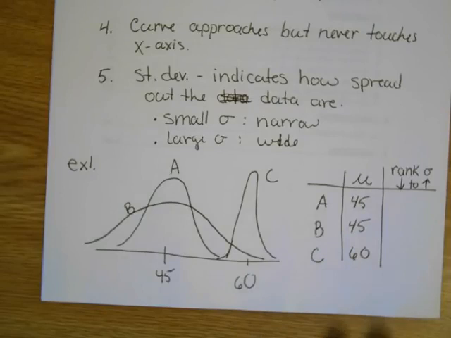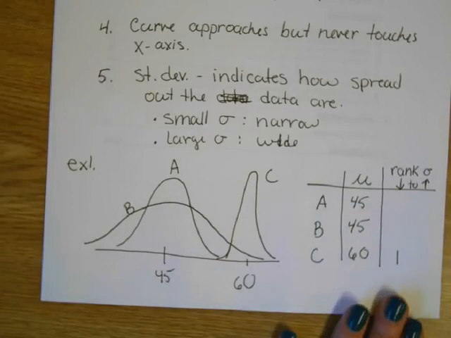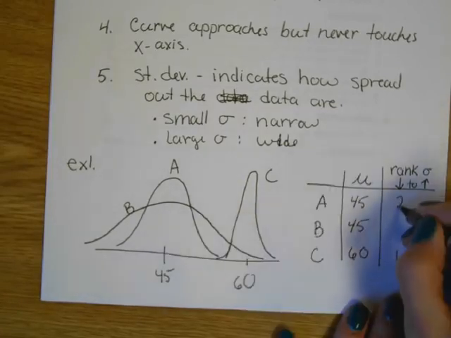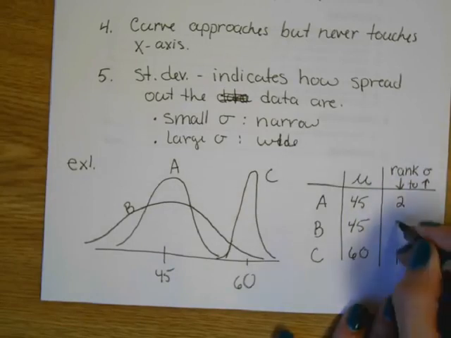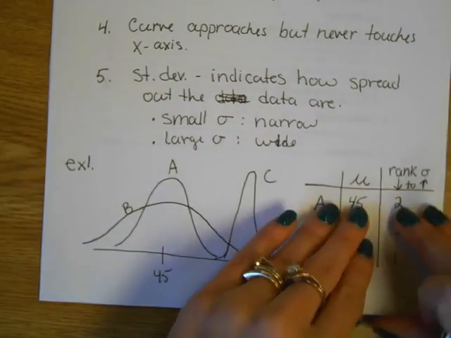Now, which one has the smallest standard deviation? C, it's the narrowest. The narrowest is the smallest standard deviation. All the data is packed together. So this is the lowest one. What's next? A is the next narrowest. And the biggest standard deviation is B because it's the one that's more spread out. Make sense? Page 1 is done, of about 4.